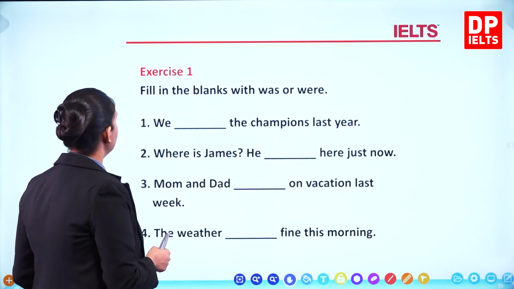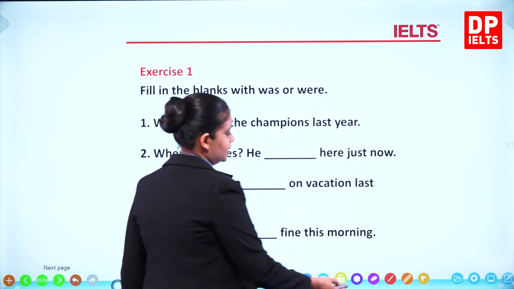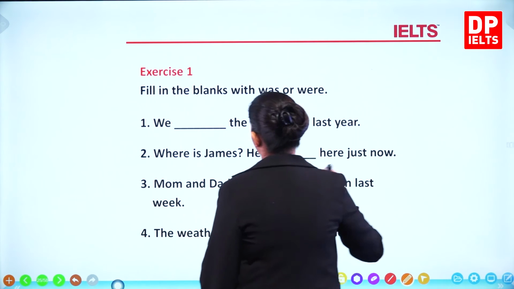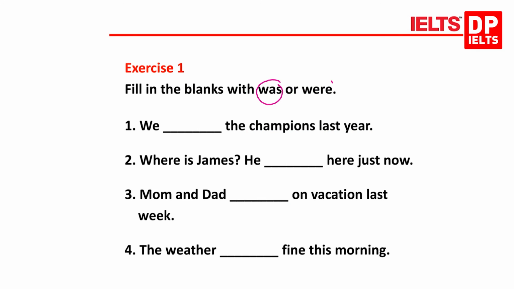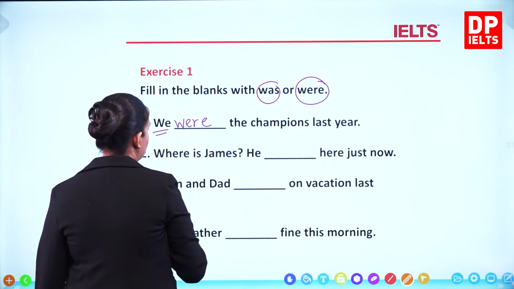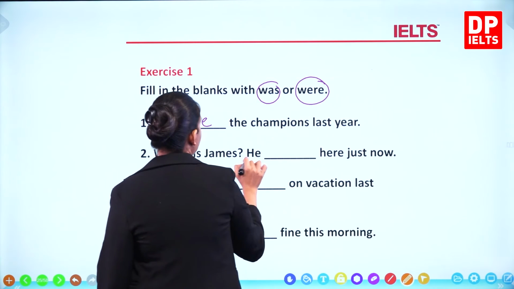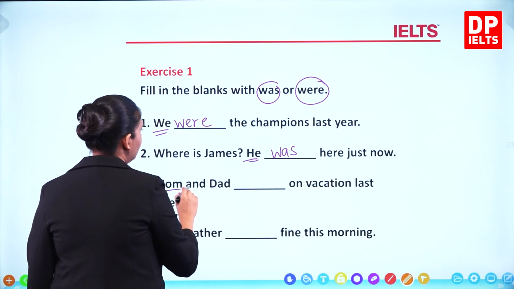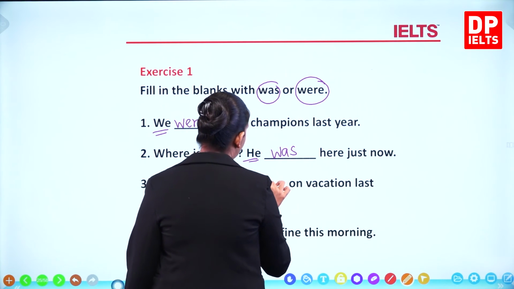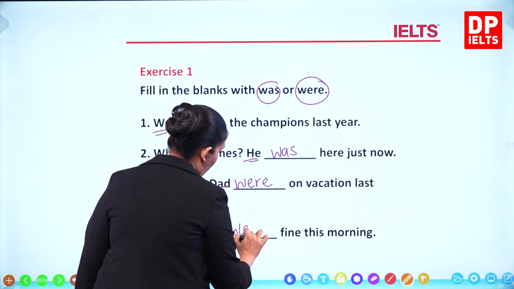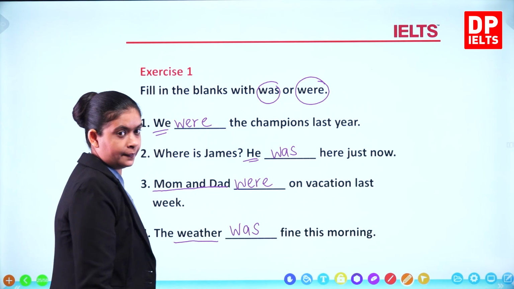Now, I think we can have a look at some of the practice questions. Let's have a look at it. Fill in the blanks with was or were. We were the champions last year. Where is James? He was here. Mum and Dad were on vacation last week. The weather was fine this morning.